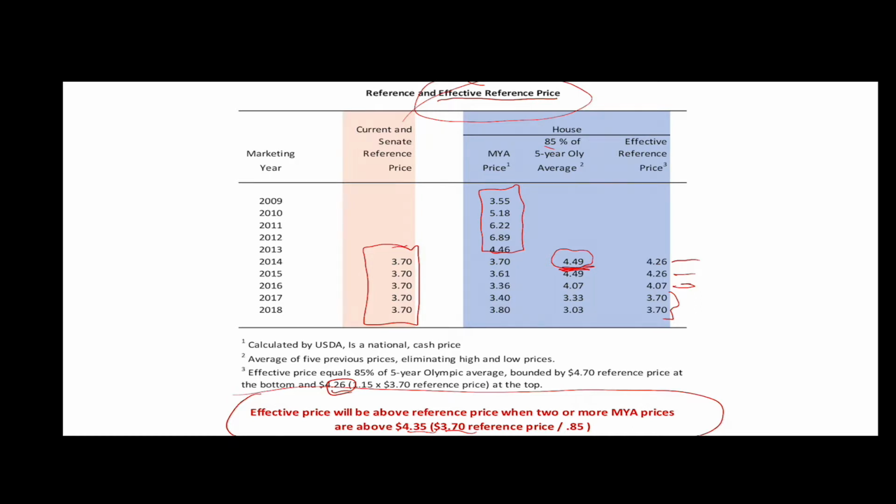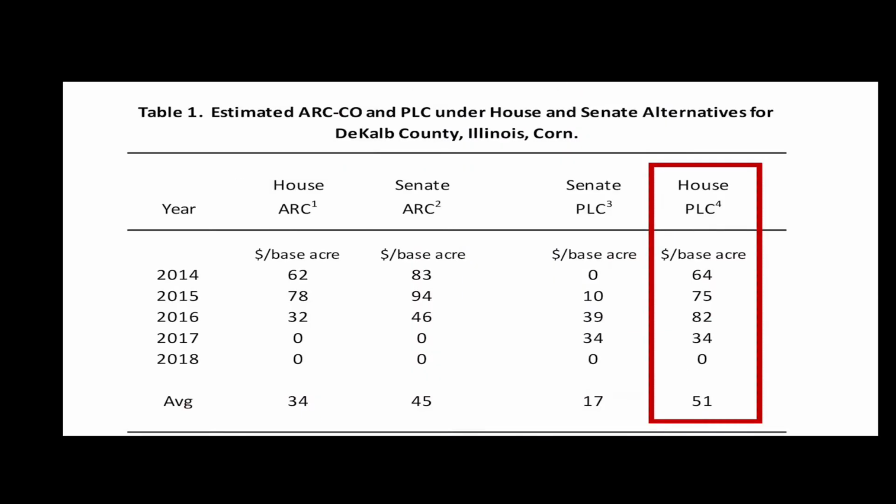And also what you have to remember is that this is the condition that the effective price, and we should really use "may be" above, because if we have some of those reference prices below 370, it could occur that the Olympic 5-year average would not be above it. This is important, 435, because going forward, we're not expecting that we'll see too many market year average prices above that.